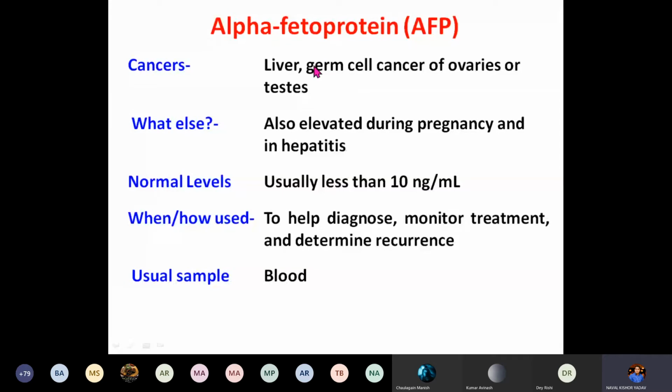But the disadvantage of this tumor marker is that it is also elevated during pregnancy and in hepatitis. Okay, not only in the above cancers, but it is also elevated in pregnancy and hepatitis. So in a patient who is pregnant or suffering from hepatitis, the level of AFP will be increased. That means it's not specific. It is also increased in some other diseases which are not cancer.